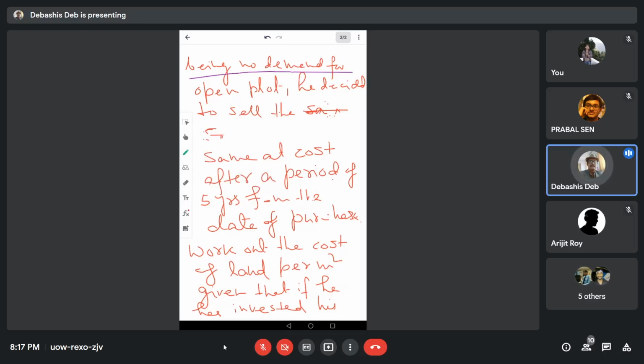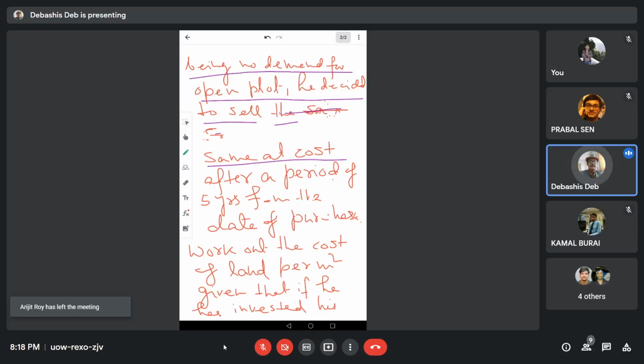Being no demand, on noticing no demand for open plot, he decided to sell the same at cost. So, in this case, the person has purchased one large area of land. He divided the land into smaller units. He provided roads, godown, park, and for providing these, he sacrificed some area also. So right now, he cannot sell the entire 20,000 square meter of land because already 6,000 square meter has been used for roads, parks, etc. So you will have to sell only 20,000 minus 6,000, which is 14,000 square meter of land.